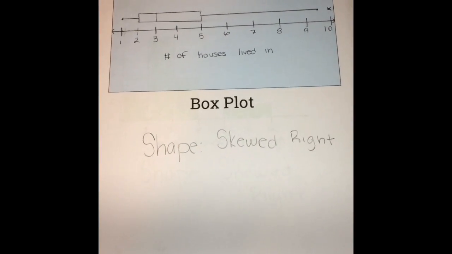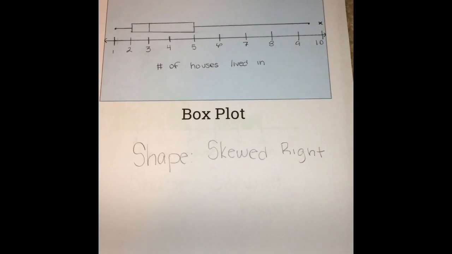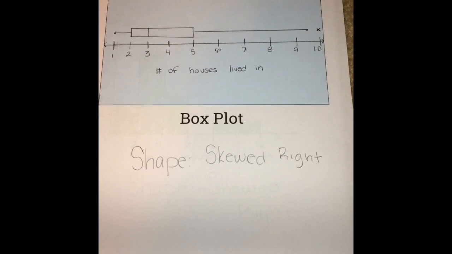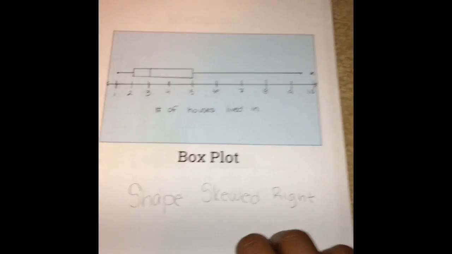Here's my box plot. You can see that my box plot is skewed right because almost all the numbers are on the left hand side. There's only 2 numbers on the right hand side, from 5 to 10.